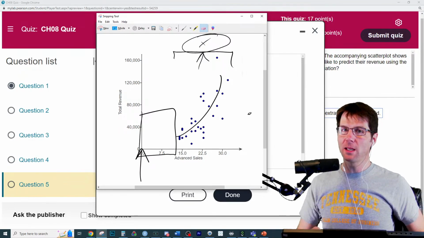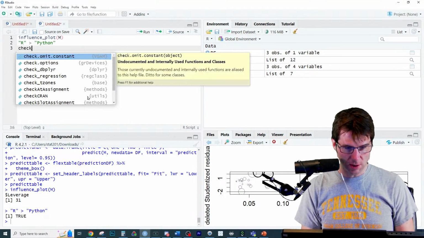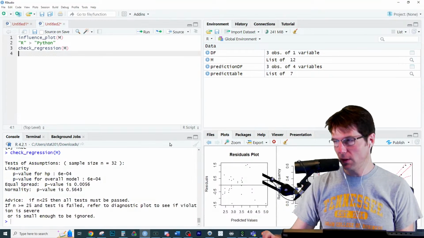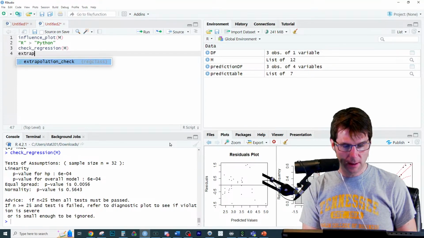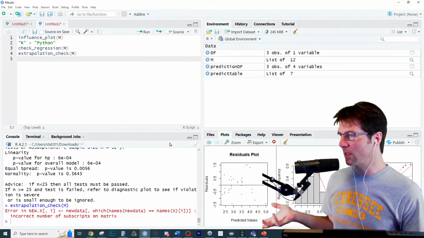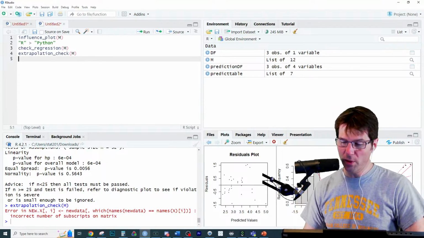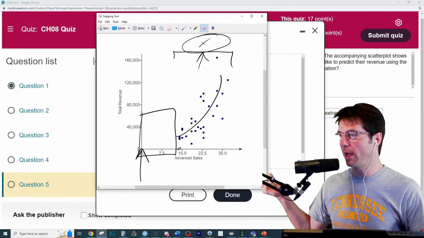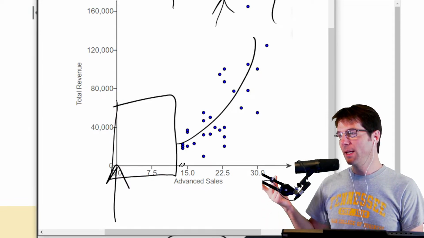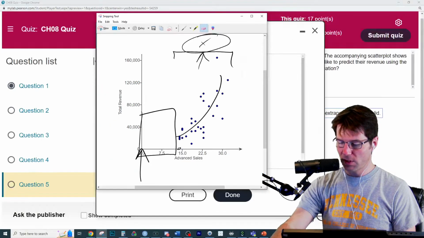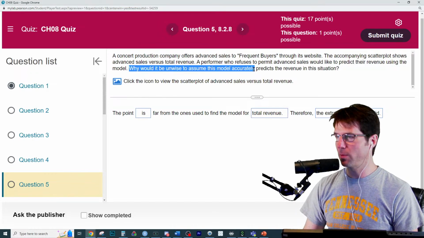Like, is the model making accurate predictions in 320? We would check that via check regression. So this is the model making accurate predictions right here. And then we actually have an extrapolation check, which we could use to check, and I need some new data to make it work, where we could see if this is an extrapolation of our model. Yeah, so the whole point of the question is literally to show you that to predict for someone who would not use advanced sales is to do an extrapolation of the model. And so that really doesn't impact the model's accuracy, but they did kind of get me with the way they worded this. Would it be unwise to assume this model accurately predicts?